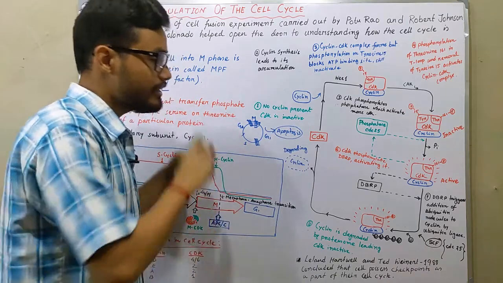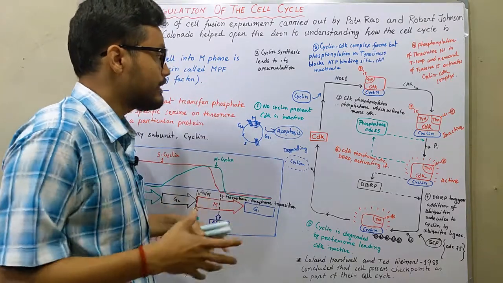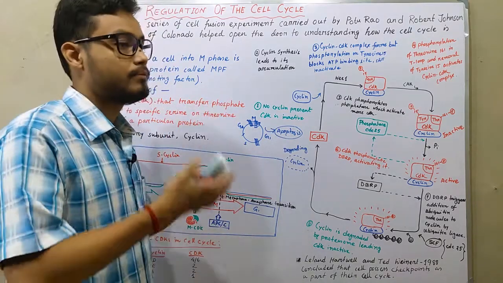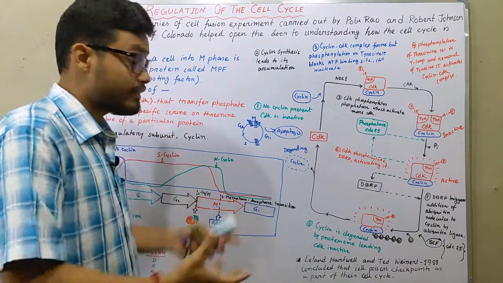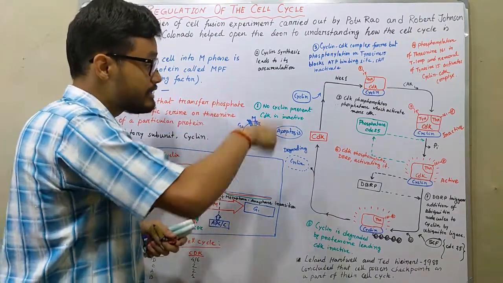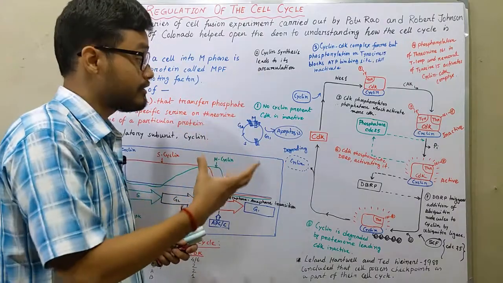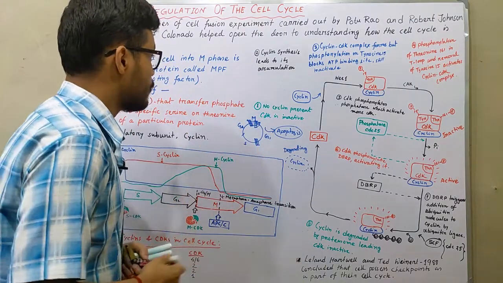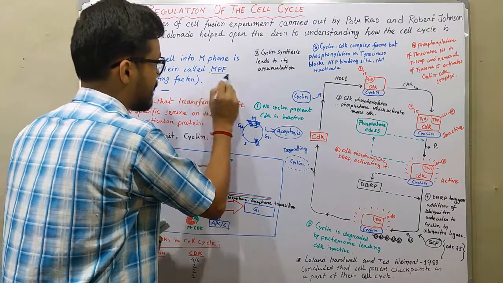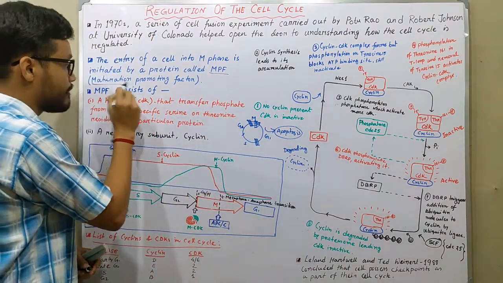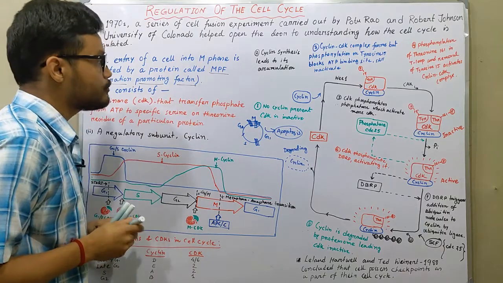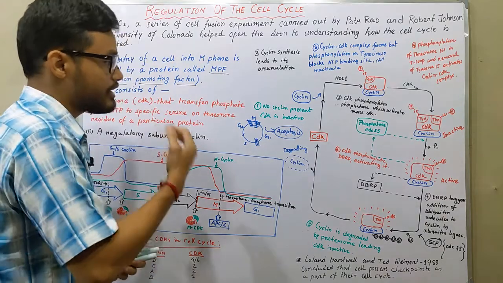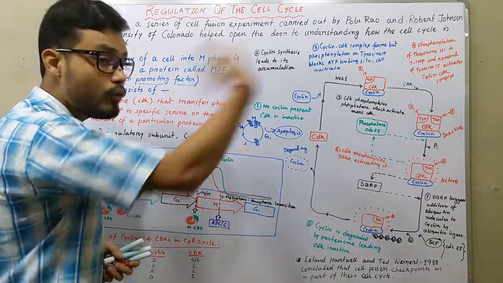In cell cycle regulation, several proteins and enzymes work together to conduct the cell cycle checkpoints in a precise manner. One of them is MPF, which stands for maturation promoting factor. Maturation promoting factor helps the cell in the G2 to M transition.